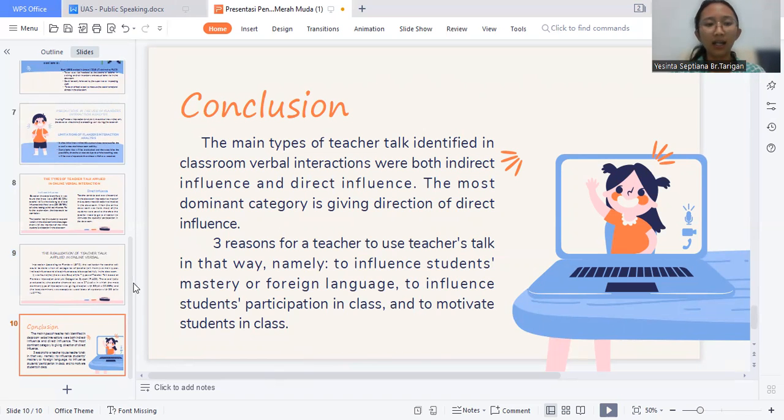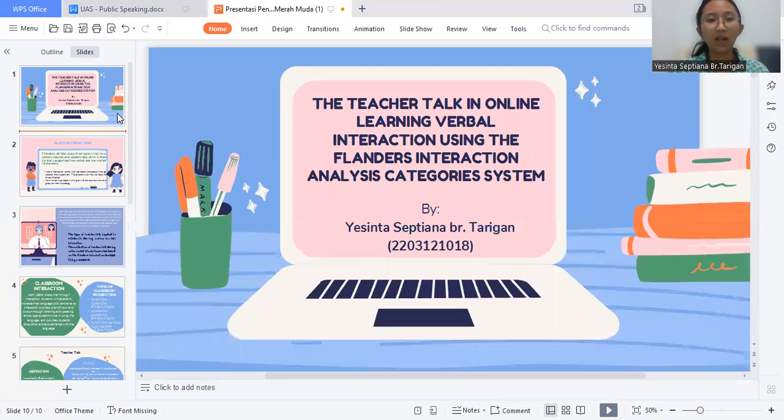So, for the audience, that's all about our presentation about teacher talk in online learning verbal interaction using the Flanders interaction analysis category system. And I hope you can find the benefit from our explanation, from our presentation.